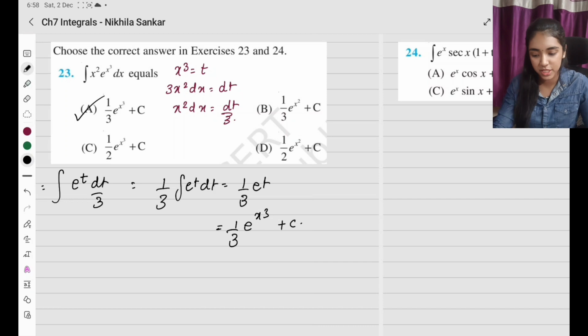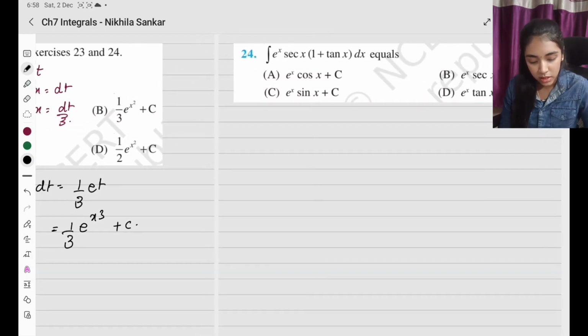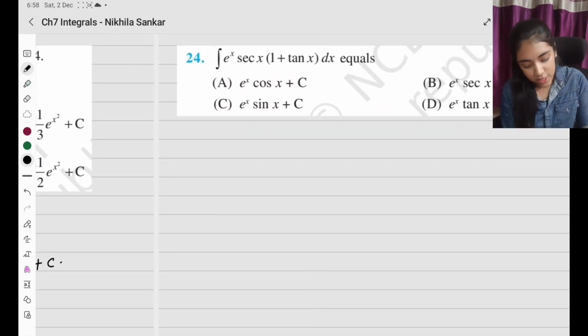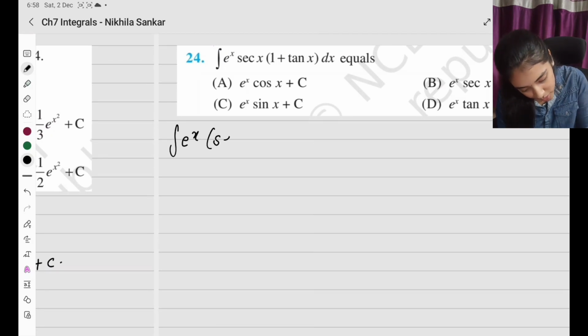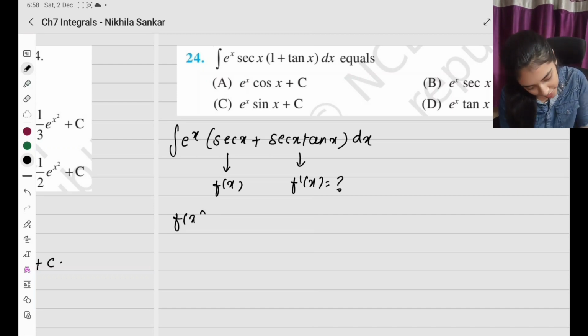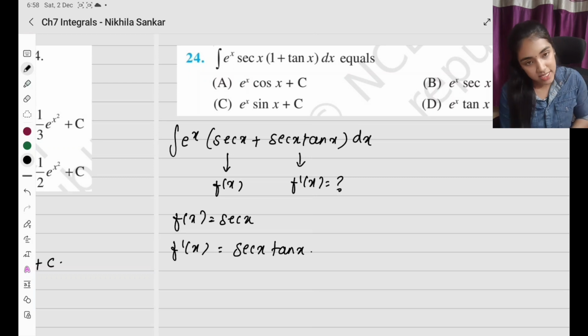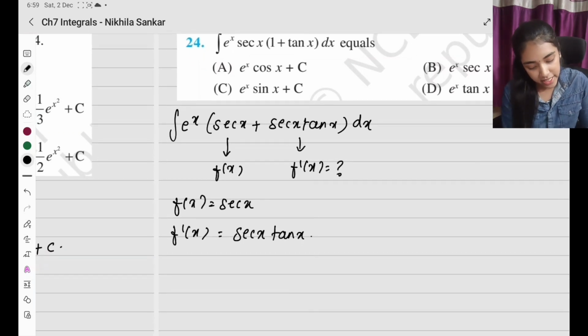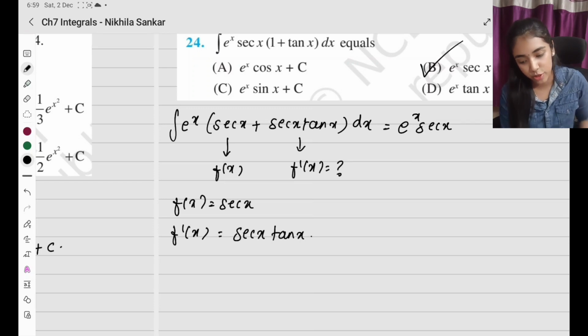Okay, a simpler question, with substitution it becomes easy. Now this is also a very easy question. So I'm going to write e to the x times, inside the bracket, secant x plus secant x tan x, times dx. So this is my f of x. I'm going to check if this is my f dash of x. If f of x is secant x, f dash of x, the derivative, is secant x tan x, correct? So this is of the form e to the x times f of x plus f dash of x. So the answer is e to the x times secant x. So it is going to be option B.